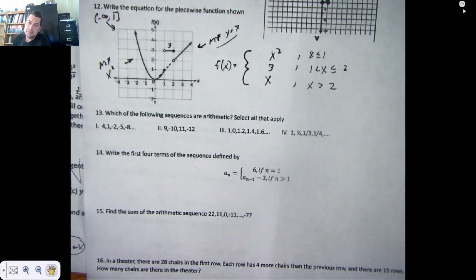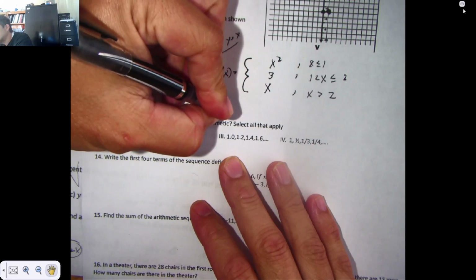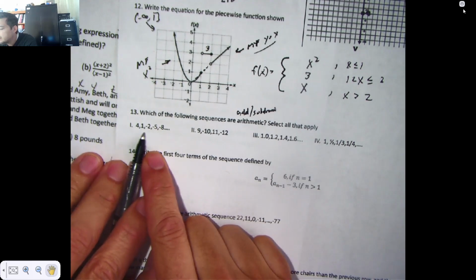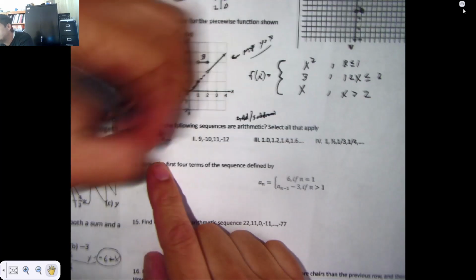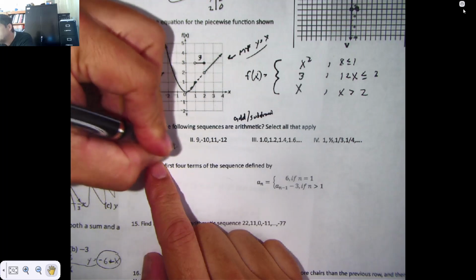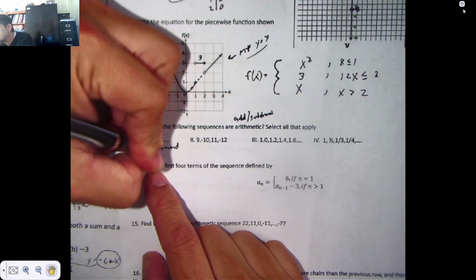All right, which of the following sequences are arithmetic? Select all that apply. Arithmetic means to add or subtract. And what we're looking for here is a common difference. So here it looks like we have a common difference of 3. Yes, there's a common difference equal to -3.